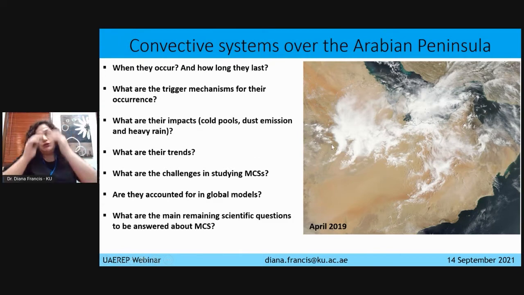What I would like to highlight with you today is, or try to answer, some of these questions. For example, when the convective systems occur and how long they last. What are the trigger mechanisms for their occurrence? And what are their impacts? Why are we interested in investigating them? What are the trends? What are the challenges in studying MCS? MCS is the abbreviation for mesoscale convective systems. Are they, for example, accounted for in global models? And what are the main remaining scientific questions? This we can also discuss during the Q&A session after my talk.